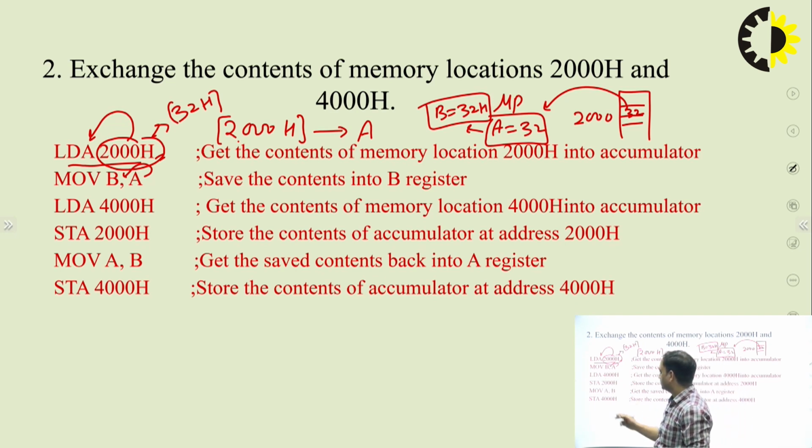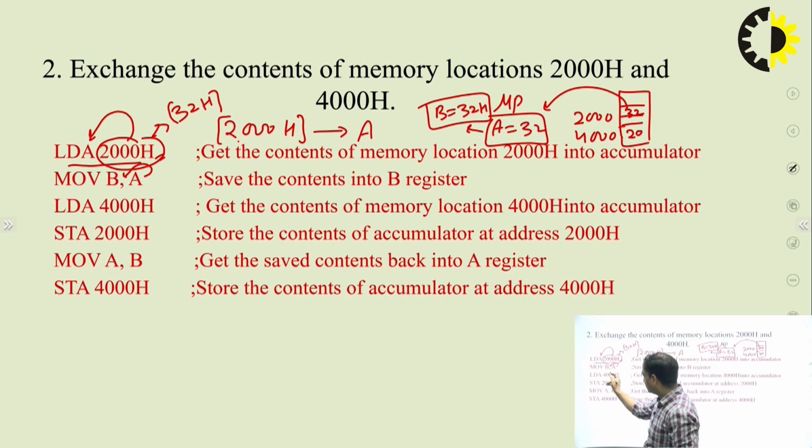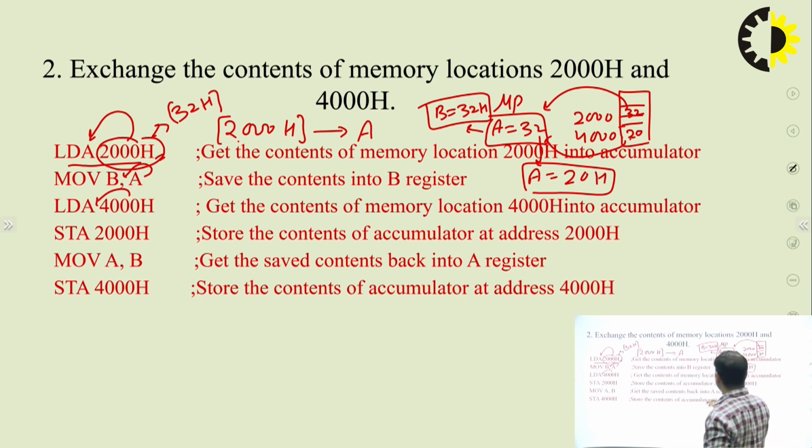Then LDA 4000. So now the content of 4000, the value there is 20. What it says is the 4000 content will move into the accumulator. So this 20 will move into the accumulator, and the 32 will be replaced by 20H. So A is equal to 20. Because 32 was copied into the B register, B register will carry 32H, and A contains 20H.